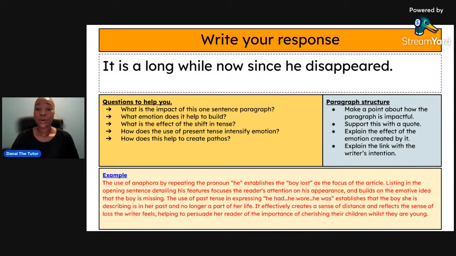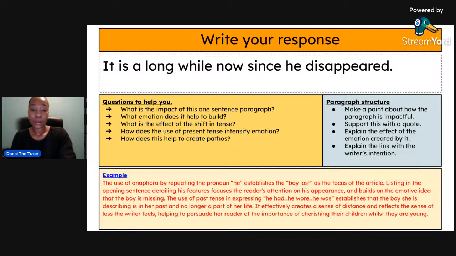So when you're structuring a paragraph, make a point about how the paragraph is impactful, then support this with a quote, then explain the effect of the emotion created by it, and then explain the link with the writer's intention. Again, remember the question, which I'll display on the screen because it's not there, sorry. The question is about how the writer is creating a persuasive argument. So you want to link everything to that.